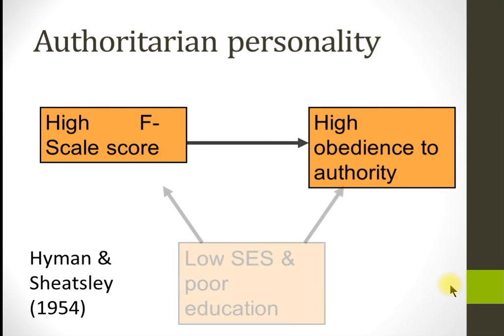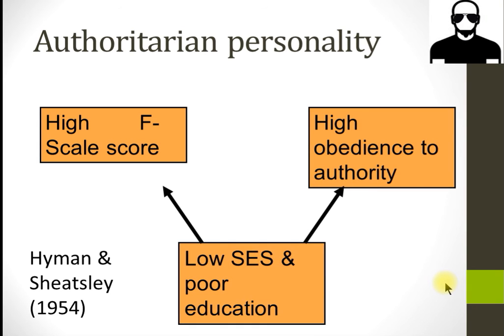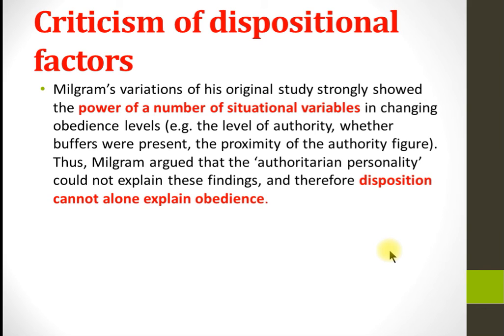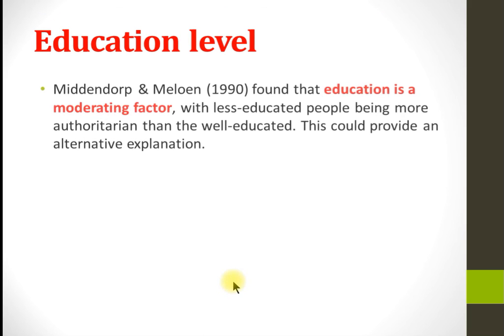The authoritarian personality has a relationship between low education, high F score, and likely higher obedience. But Hyman and Sheatsley say that education is a more important factor than just the F score. Criticisms of the dispositional explanation are that Milgram in his own study showed how powerful these situational variables were. Milgram argued that authoritarian personality could not explain the findings, and therefore disposition cannot explain obedience alone.